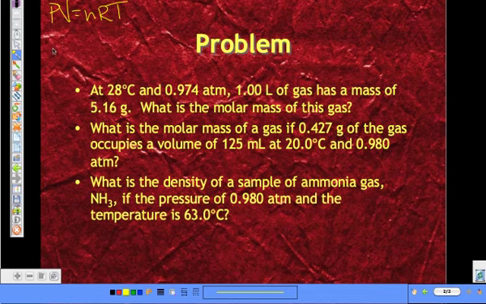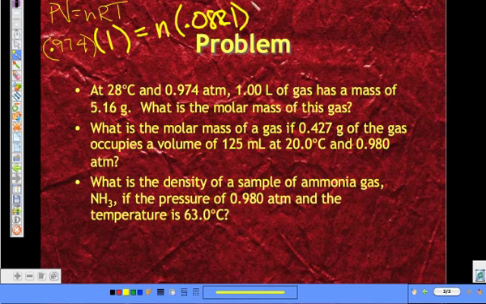So our pressure is 0.974 atm. Volume is 1 liter. Remember, R you have to have it in atm, liters, and Kelvin as our units. We do not know N. That's what we're going to try to solve for. R is always 0.0821. And then our temperature, 28 plus 273 is 301. Right, we have to have it in Kelvin, so add 273 to that. So then we'd solve for N.